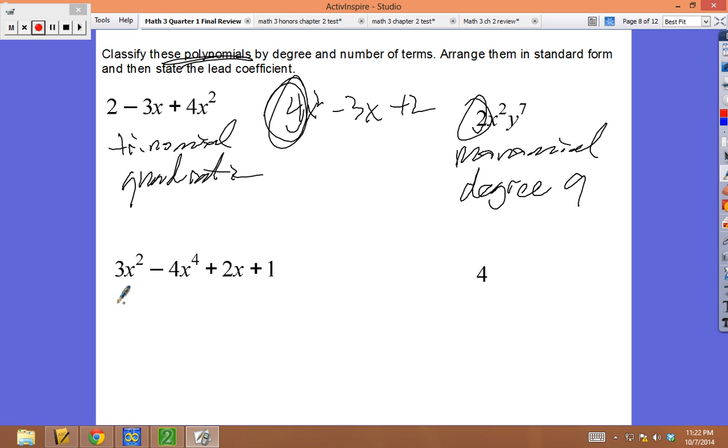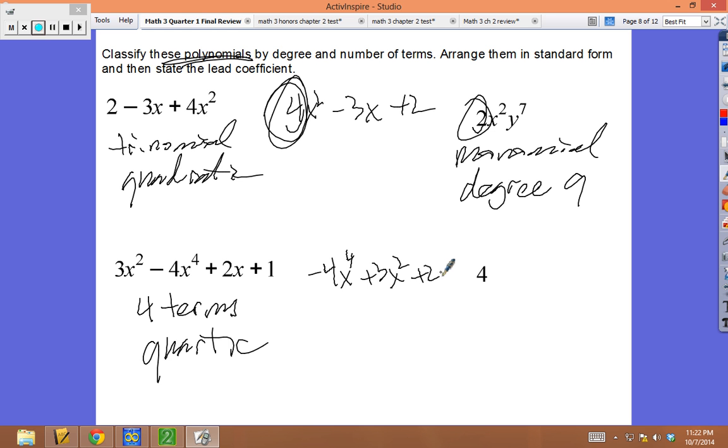This one is just 4 terms. So there's no special name for 4 terms. One term is monomial, 2 terms is binomial, 3 terms is trinomial, so this is just 4 terms, no name. The degree is quartic, it's 4th degree, and then standard form is going to be negative 4x to the 4th plus 3x squared plus 2x plus 1, and my lead coefficient is going to be just a negative 4.